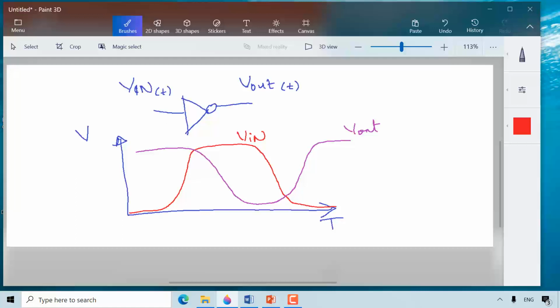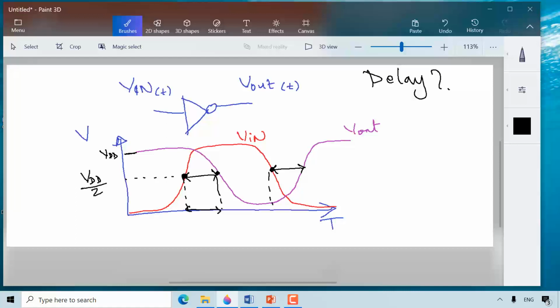In this type of environment where the input and output change, we want to understand the delay of the circuit. What do we mean by delay? If I look at VDD over 2, where the maximum value for these signals is VDD, at what time has the input changed and at what time has the output changed? We call this the delay. Similarly here, at what time the input has changed and at what time the output has changed. This is the delay in time.